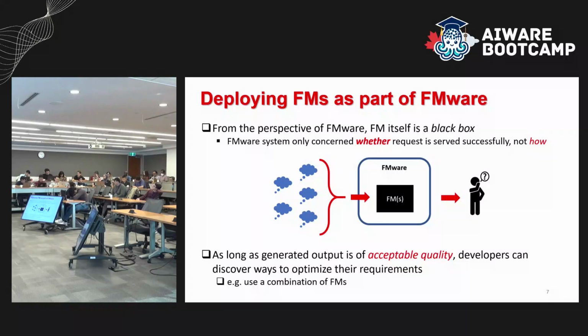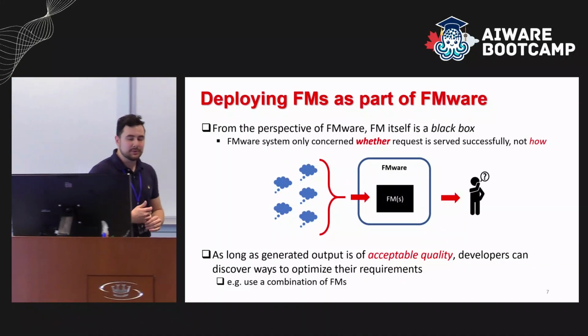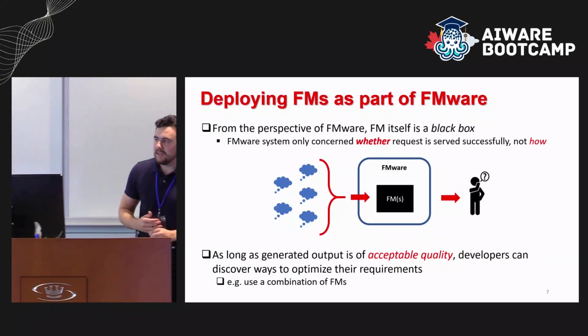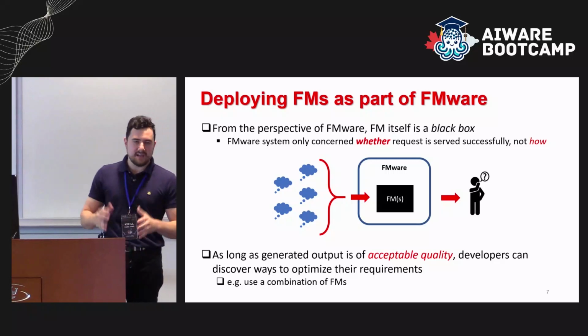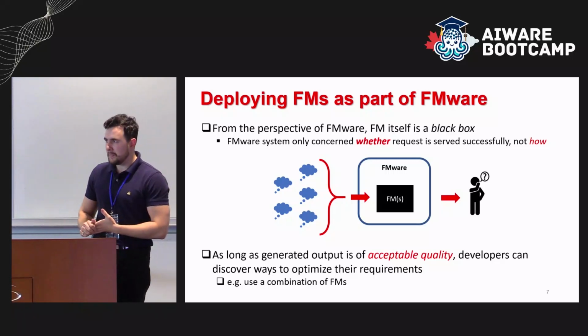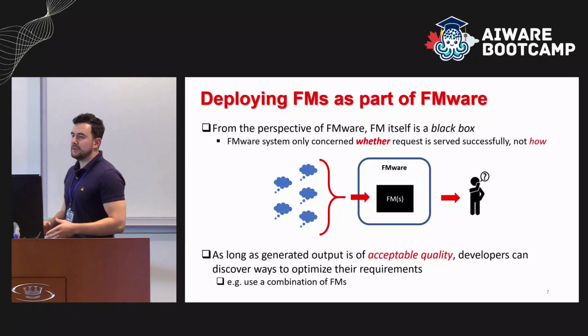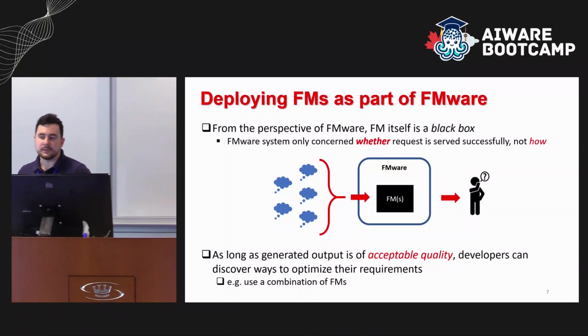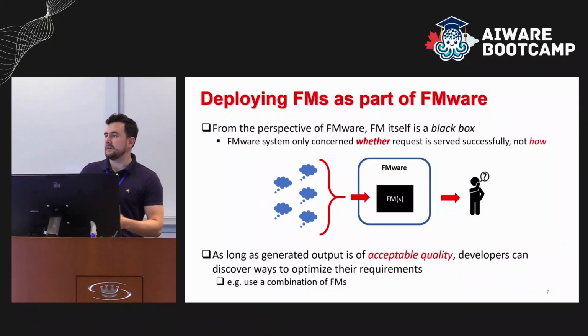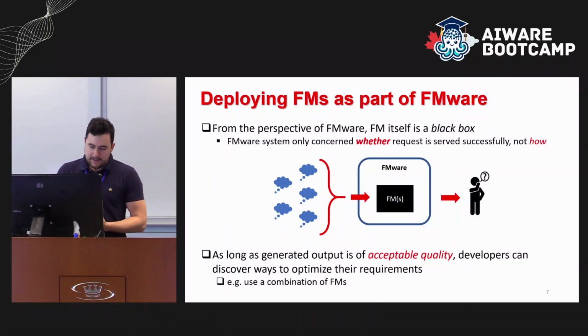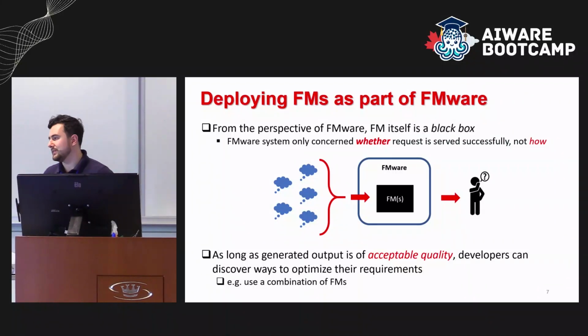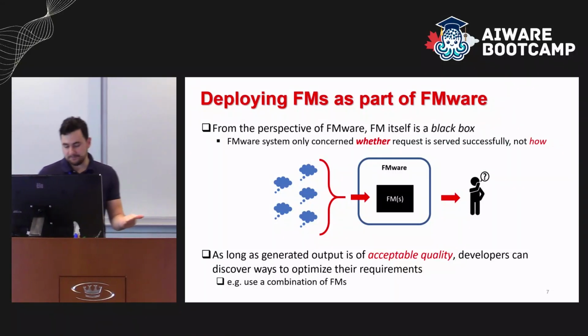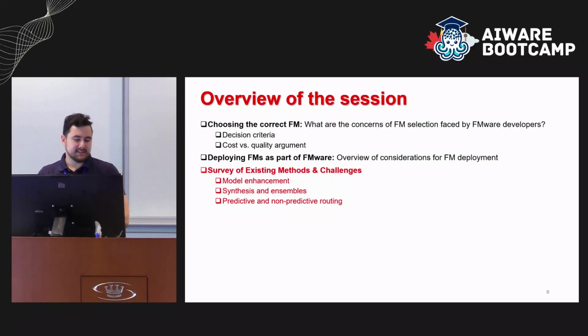So as I mentioned over here, notice the terminology: acceptable quality. It's not perfect, it's not exact, it's good enough. As long as you can get good enough outputs, that's great. That's what you want. And then from there, we can think about ways to optimize it. One example, as you'll see later, is to use a combination of models. You don't have to rely on one single thing. You can try different ones. And that's exactly where we're going to our next part, which is a survey of existing methods and challenges.